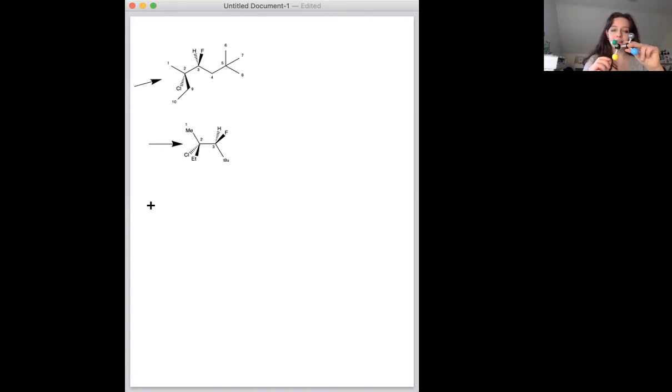And then I have hydrogen. Hydrogen's going to be green, right? Hydrogen is dashed, so it is moving away from me and toward you. And then fluorine is going to be wedged, moving toward me and away from you. You can see it's white there.